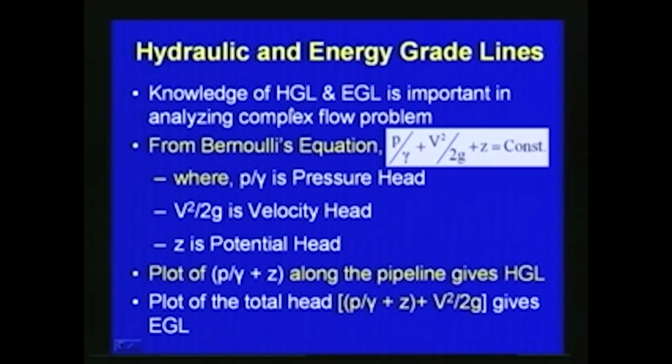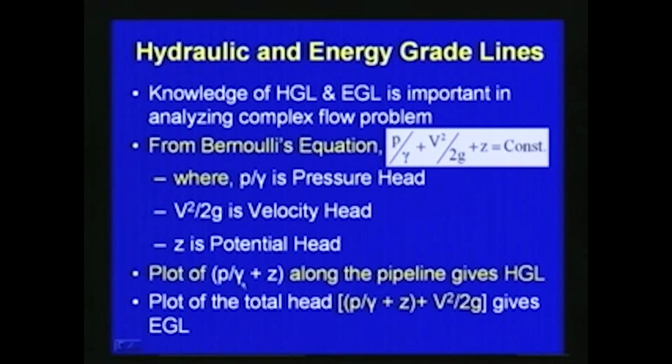Now, two other important concepts while doing pipe flow design and analysis are the hydraulic and energy gradient lines. Knowledge of the hydraulic gradient line and energy gradient line is important in analyzing complex flow problems. We know that the Bernoulli's equation gives P by gamma plus V square by 2g plus Z is constant, where P by gamma is the pressure head, V square by 2g is the velocity head, and Z is the potential head. Here V is the average velocity, P is the pressure, gamma is the specific weight, and g is the acceleration due to gravity. As per Bernoulli's equation, this is constant.